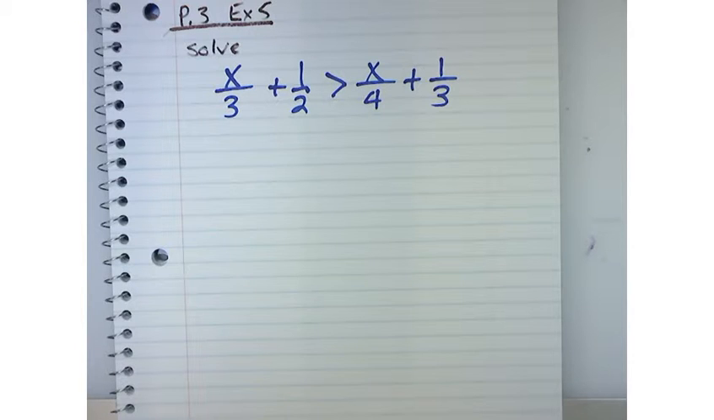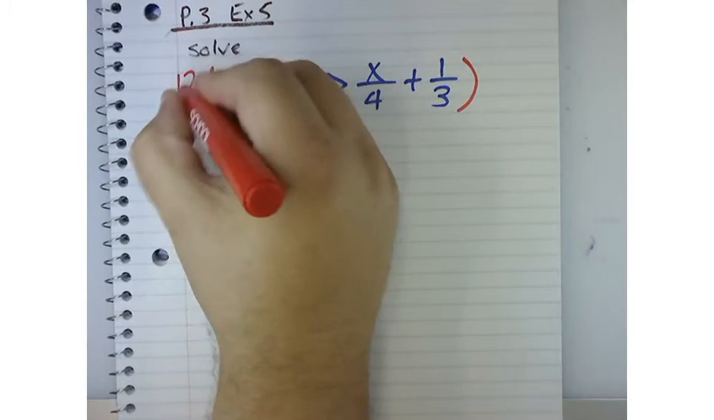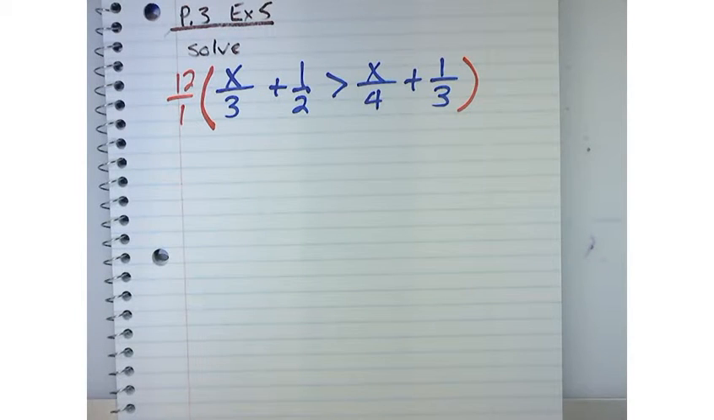Fractions. Now there's two ways to do this. We can multiply by each of the denominators, or we can multiply by the lowest common multiple, aka the common denominator. What is the lowest common multiple of 2, 3, and 4? 12, right? Do you guys know that? So what I'm going to do is I'm going to take every single term and I'm going to multiply it by 12 over 1. And I'm going to write that out.